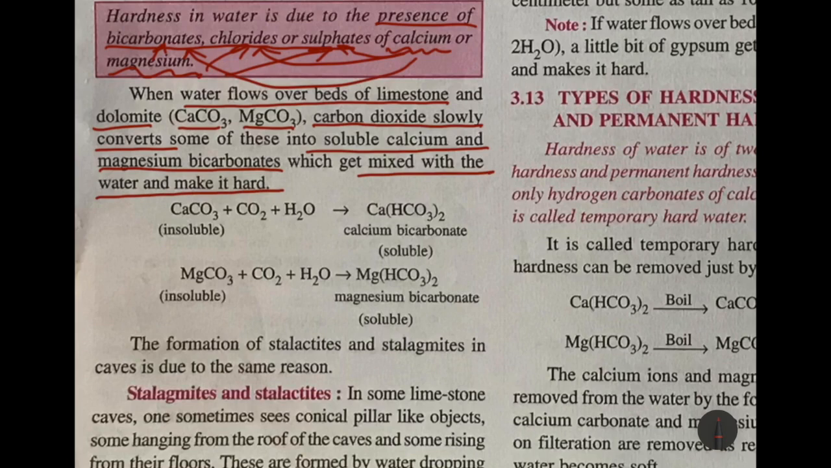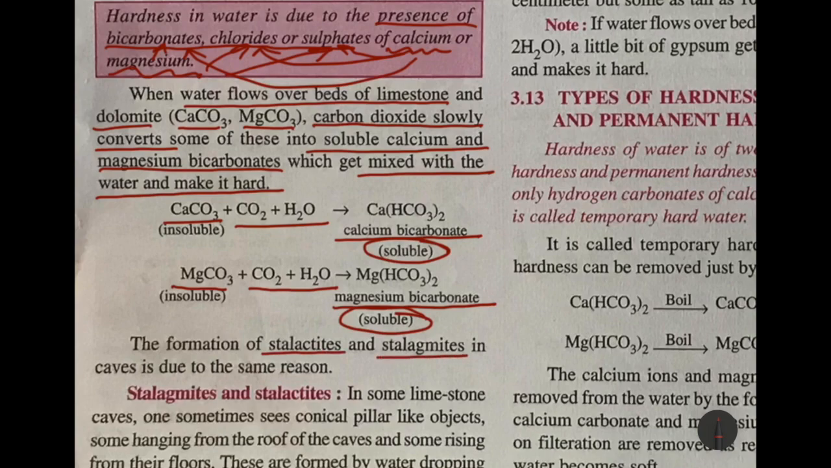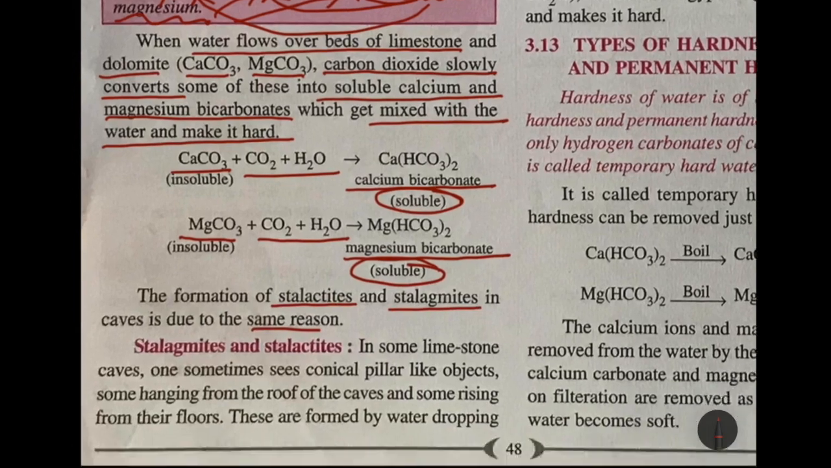So you can see insoluble calcium carbonate, that is limestone, with carbon dioxide in the flowing water will turn into calcium bicarbonate, which is soluble and dissolves in the passing water. Similarly, dolomite or magnesium carbonate with carbon dioxide present in the flowing water will turn into magnesium bicarbonate, which is again soluble in the water. So hence the flowing water becomes hard. The formation of stalactites and stalagmites in caves is due to the same reason.